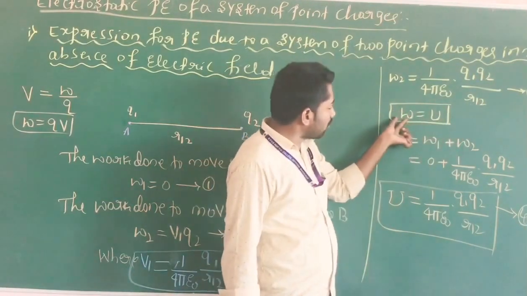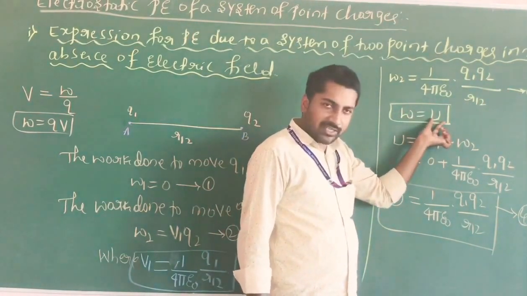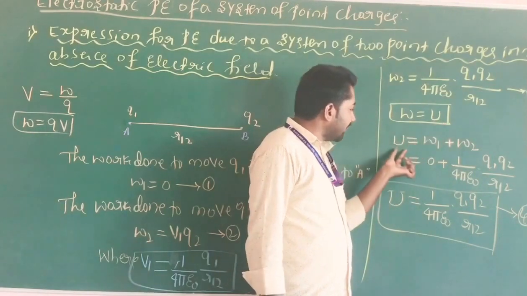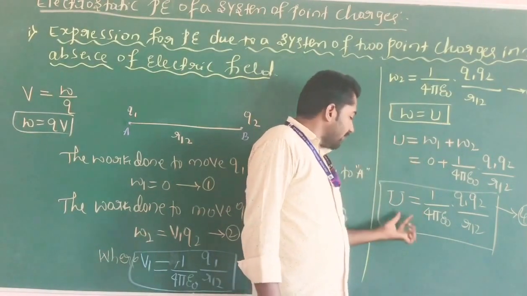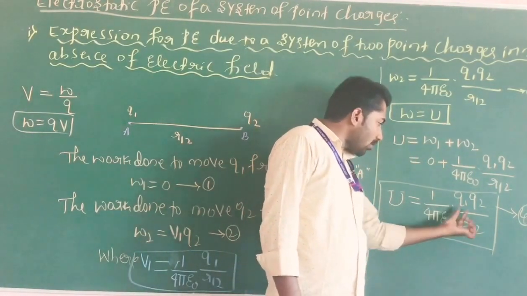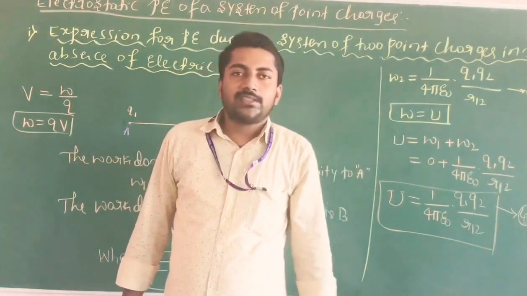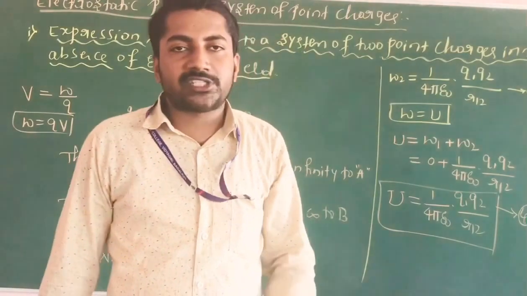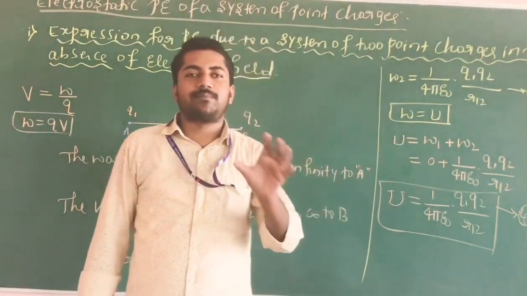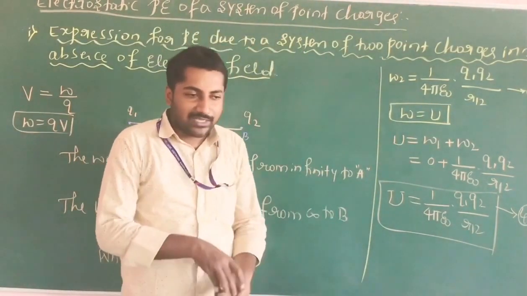This work done is stored as electrostatic potential energy. W is equal to U. Then we get U is equal to 1 divided by 4 pi epsilon naught Q1 Q2 divided by R12, which is the expression for the potential energy due to the system of 2 point charges in the absence of electric field.